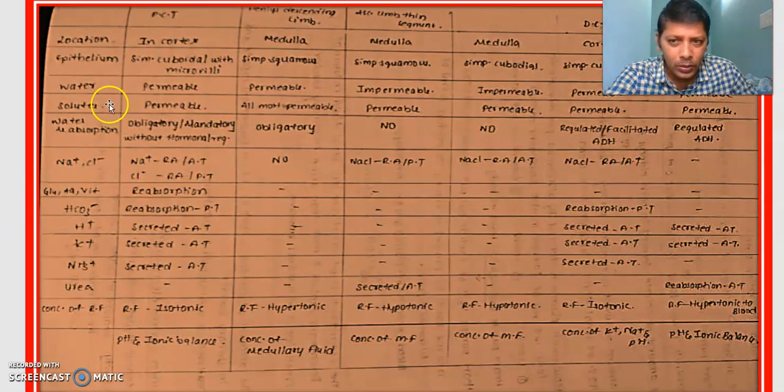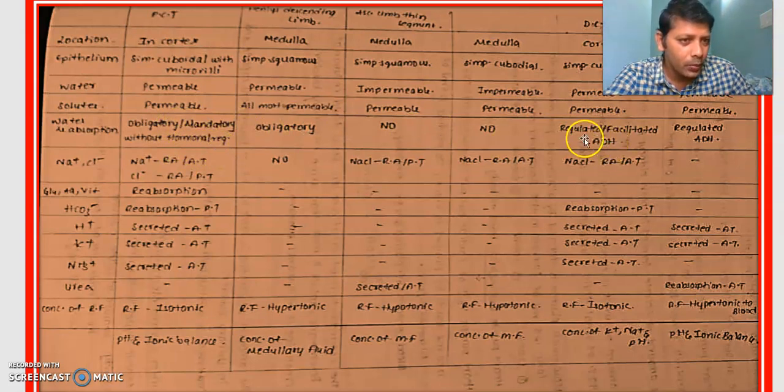Okay, next one, solutes. Is it permeable to solutes? Yes, it is permeable to solutes like Na+, Cl-, glucose. These all are reabsorbed. Water reabsorption: what type of water reabsorption occurs here? There are two types of water reabsorption: obligatory and facilitated. Facilitated is the regulated one. Obligatory or mandatory takes place here, without hormone regulation.